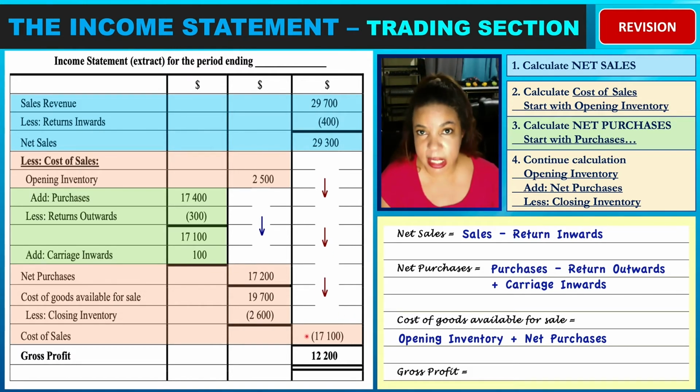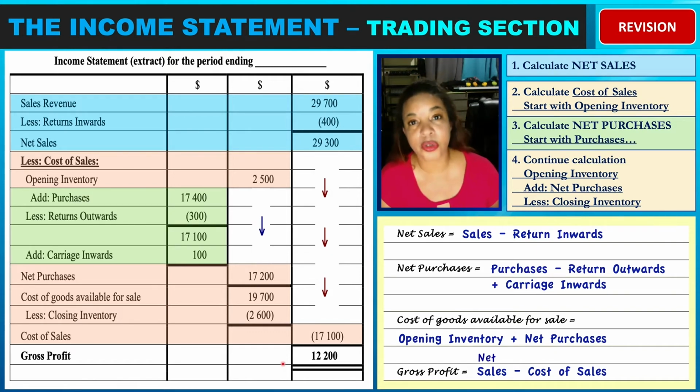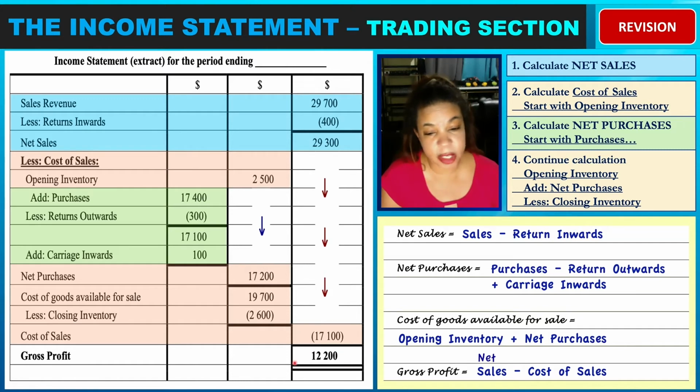Note the brackets because it is less cost of sales. So you have it in brackets, and now you have your net sales less your cost of sales or cost of goods sold, and that will give you, as you see here, your gross profit or your gross loss if your cost of sales exceeds your net sales. Okay, if that happens and is a gross loss, you can just show it by having the brackets around it, as well as putting loss here instead of profit.